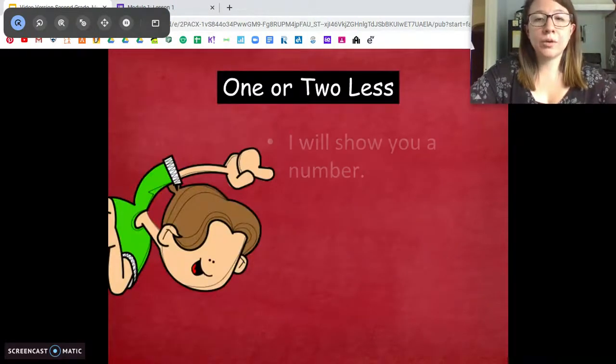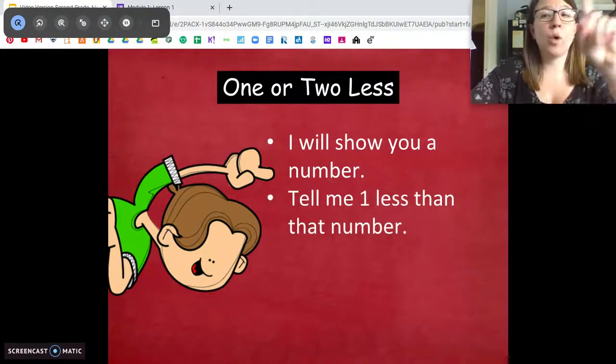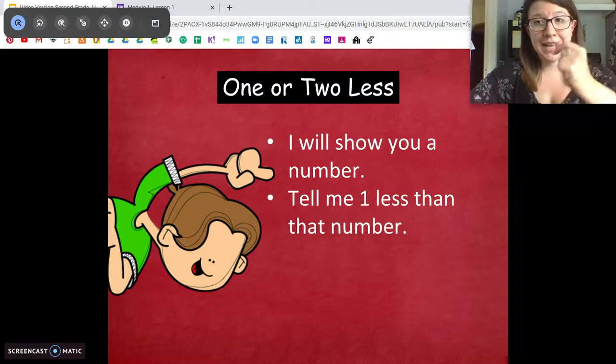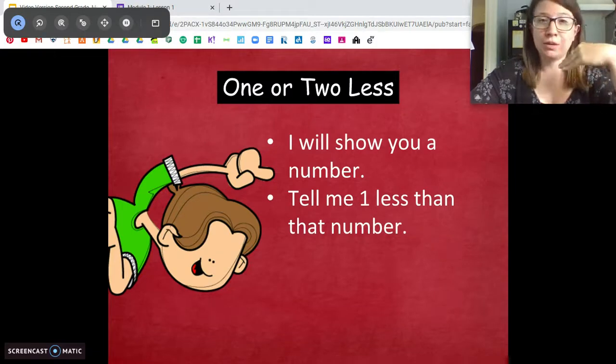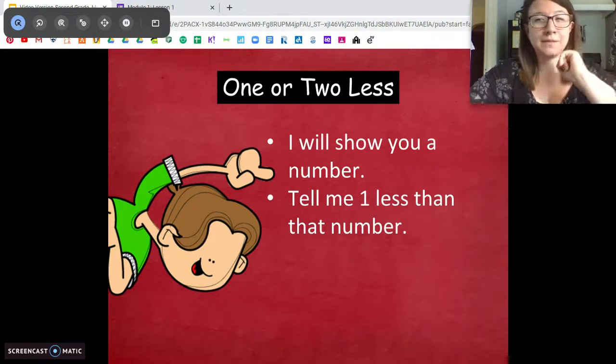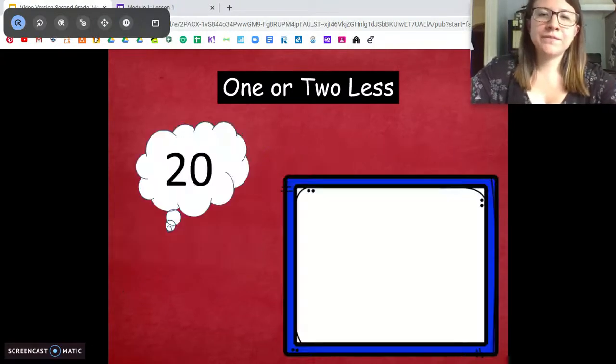So the first thing we're going to do is I'm going to show you a number, and I want you to tell me the number that is one less than that number. I'm going to snap my fingers, and you're just going to tell me right off the top of your head. Now, what you're going to start noticing is a pattern between all of these numbers that are one less. Okay? Let's get started. So first one, 20.